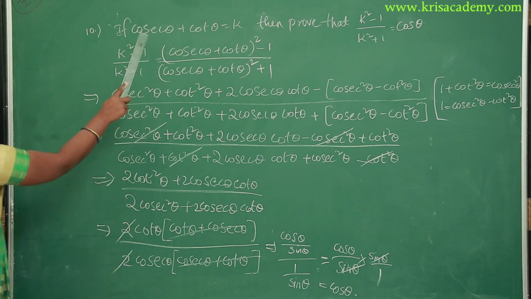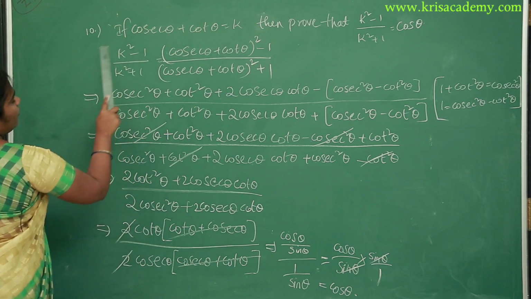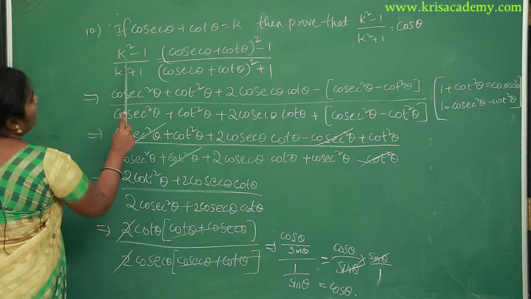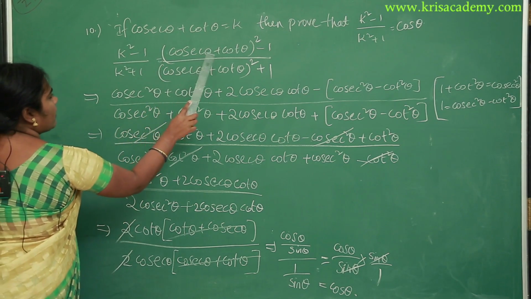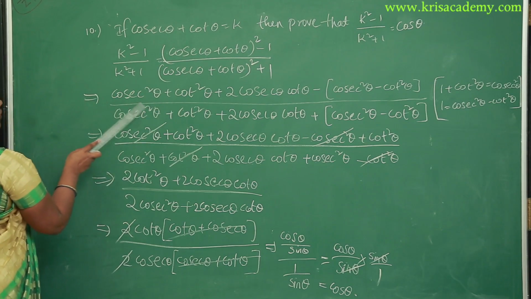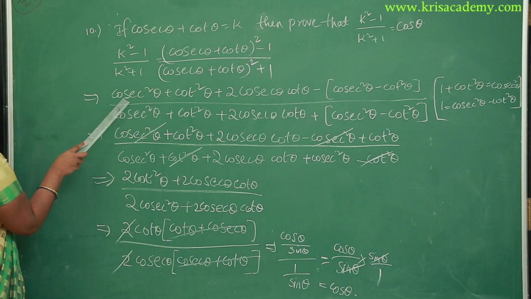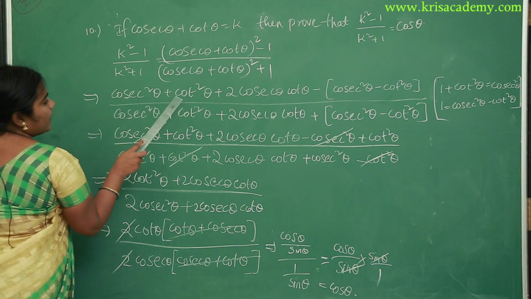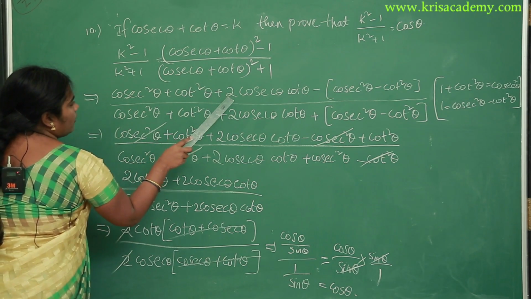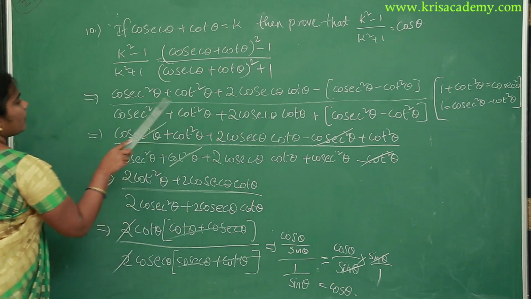So once again listen. Cosecant theta plus cot theta value they have given as k. They are asking you to prove that (k square minus 1) by (k square plus 1) is cos theta. So wherever k is there, first write (cosecant theta plus cot theta) whole square. Both in numerator and denominator we have to split in the (a plus b) whole square form. Here a value is cosecant, so a square means cosecant square theta. b value is cot theta, b square means cot square theta. Plus 2 into a, cosecant theta, into b, cot theta. Up to this both numerator and denominator are the same.